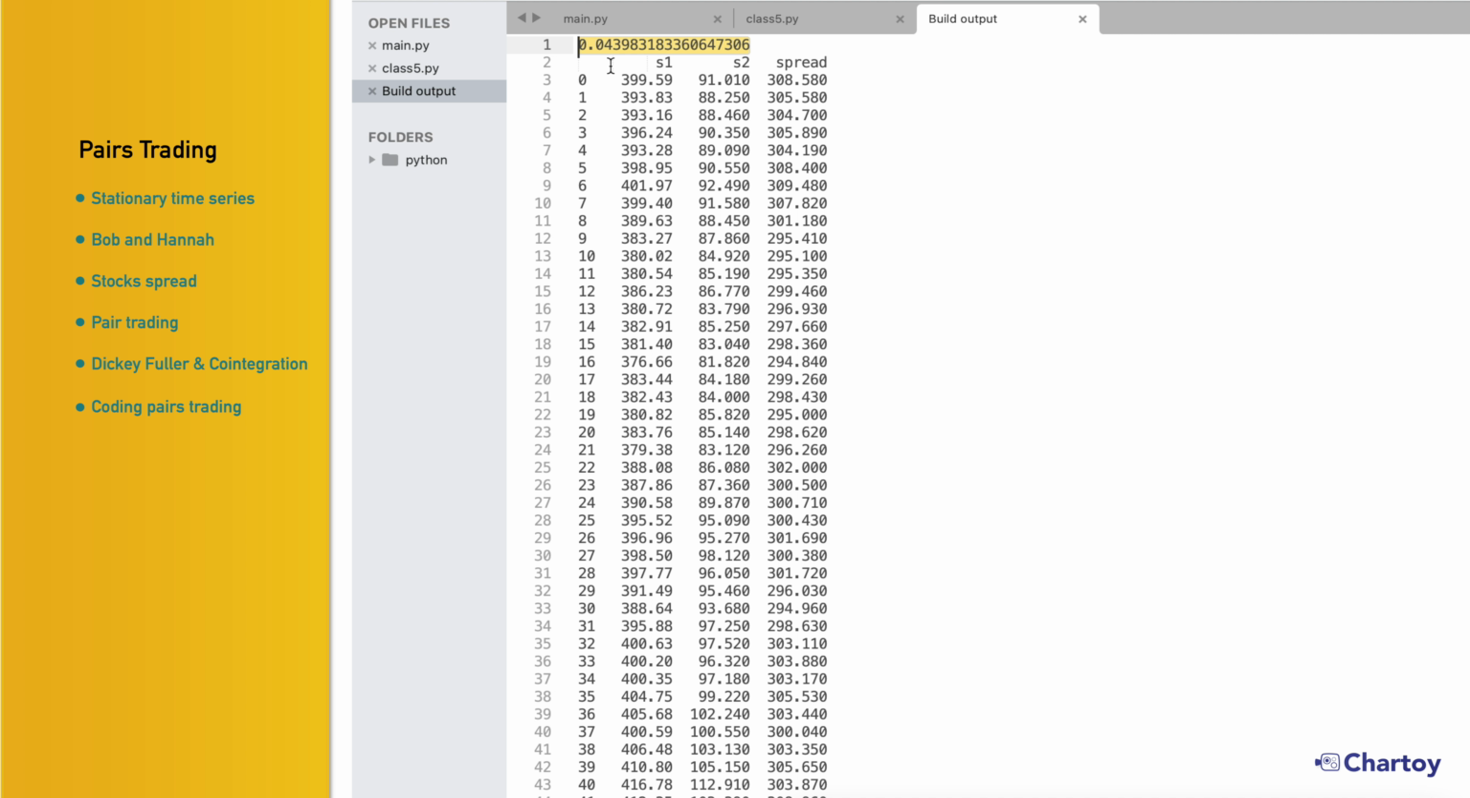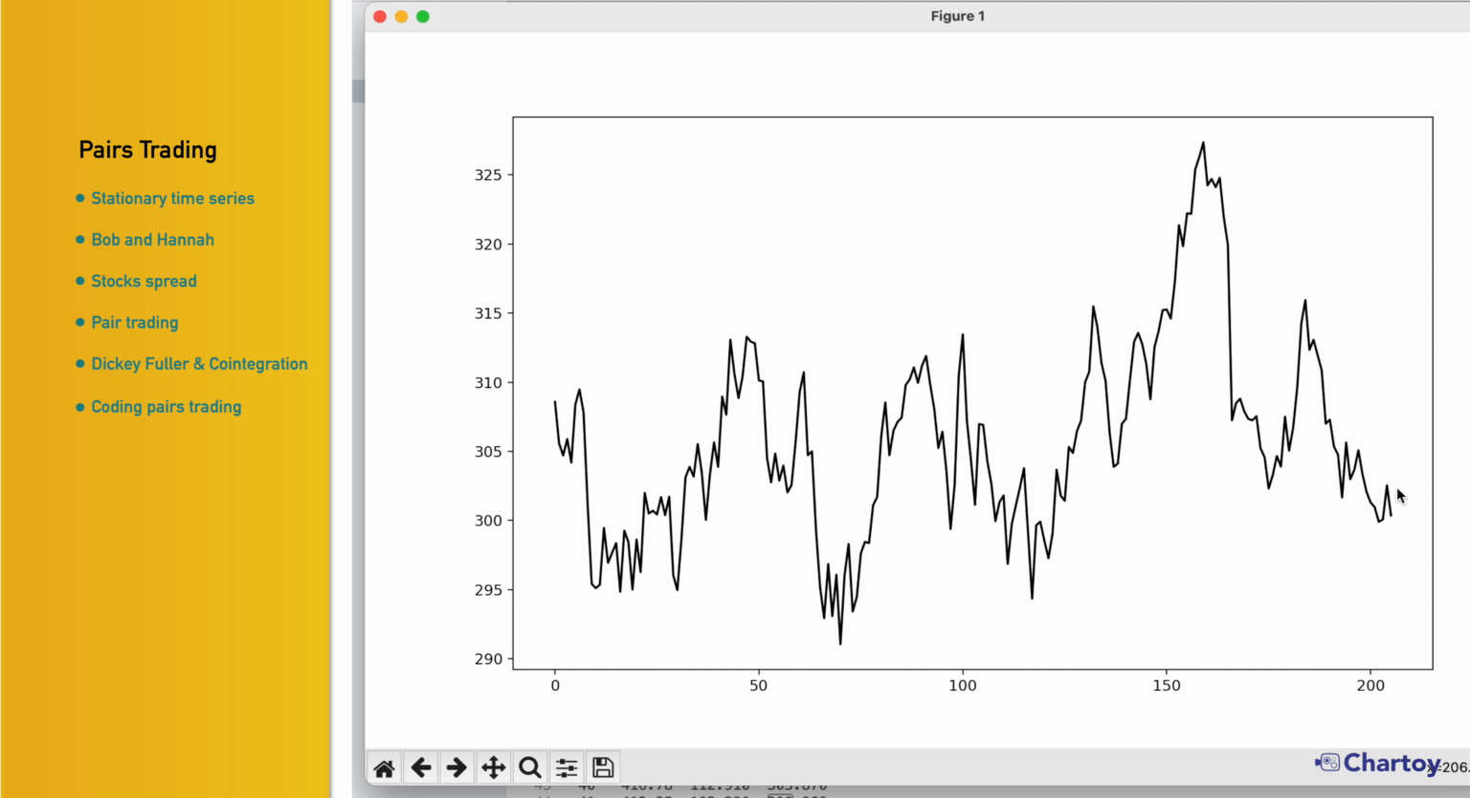So we get 0.04, which is smaller than 0.05, which is somewhat a good sign that this spread is stationary and we can use it for pair trading. Here you can see that the columns of the data frame just add the prices and the spread. Let's see how the plot looks like.